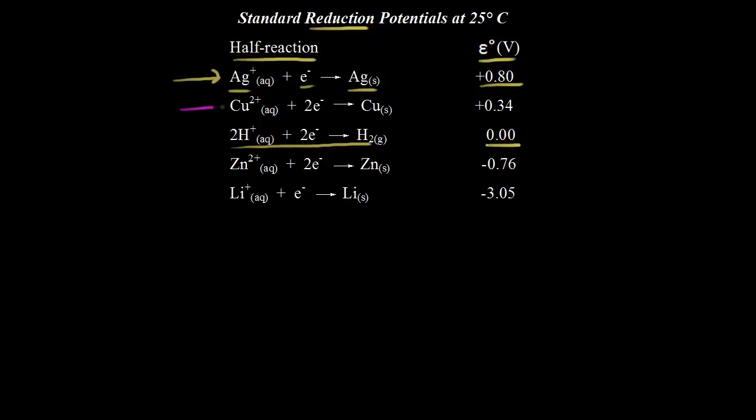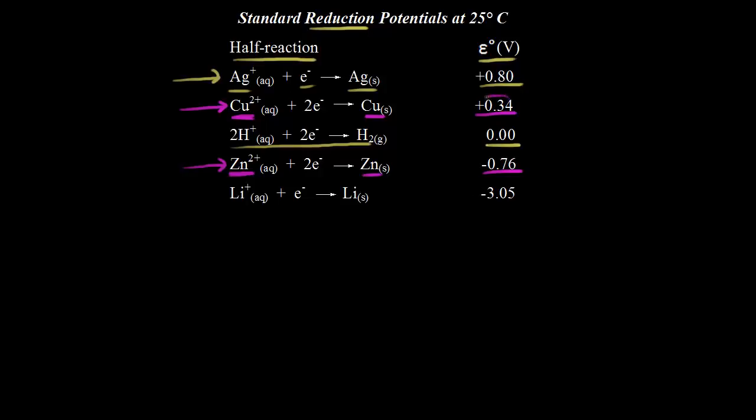So let's compare the reduction of copper 2+ ions to the reduction of zinc 2+ ions. Let's compare these two half reactions. So if we are reducing copper 2+ to solid copper, the standard reduction potential is positive 0.34 volts. And if we are reducing zinc 2+ to solid zinc, the standard reduction potential turns out to be negative 0.76 volts. The more positive value, the more likely the substance is to be reduced.